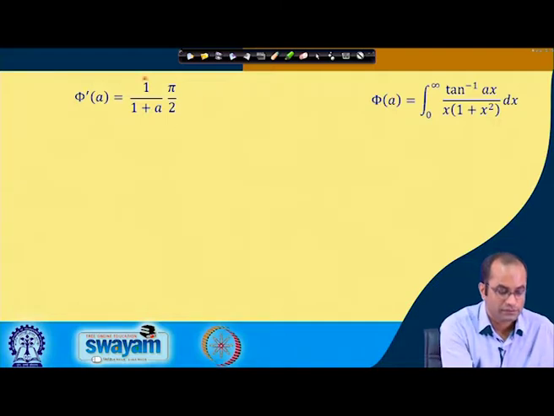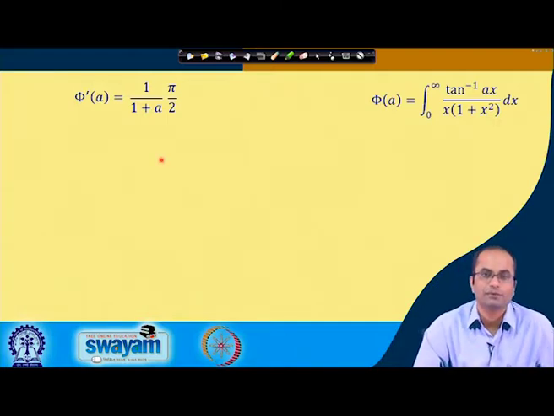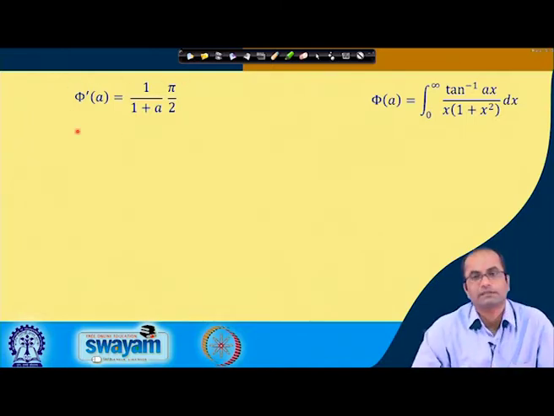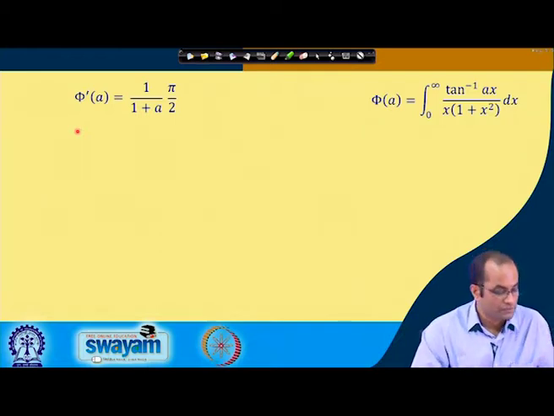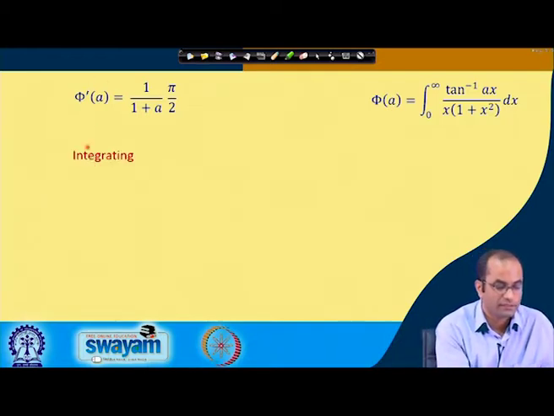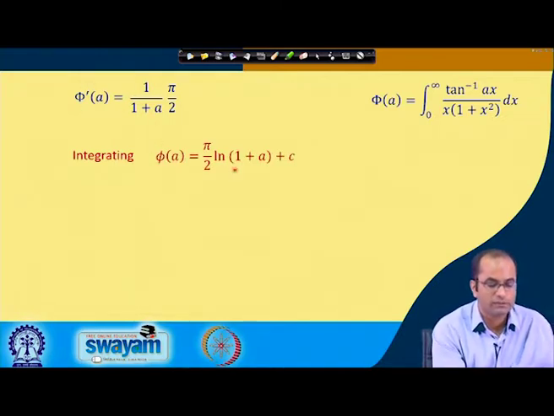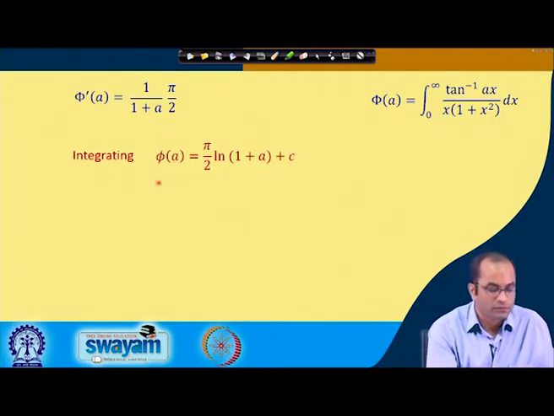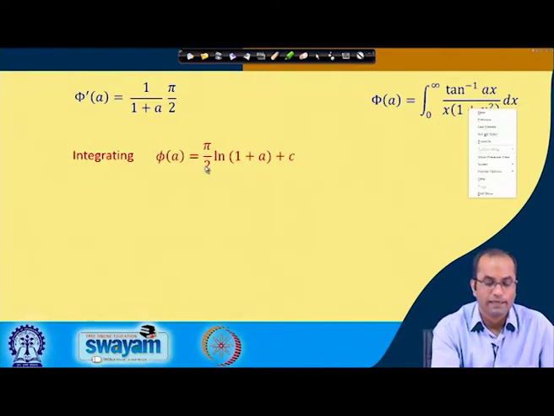So, we got this derivative here, and that is always the process which makes it easier, because now we can easily integrate this differential equation. So, when we integrate this, we will get phi a, and this will be ln, the logarithm of 1 plus a with pi by 2, plus some constant of integration, an arbitrary constant, but that constant also is easy to evaluate, because we should note that this phi a was this tan inverse a x over x into 1 plus x square dx, and the phi a.